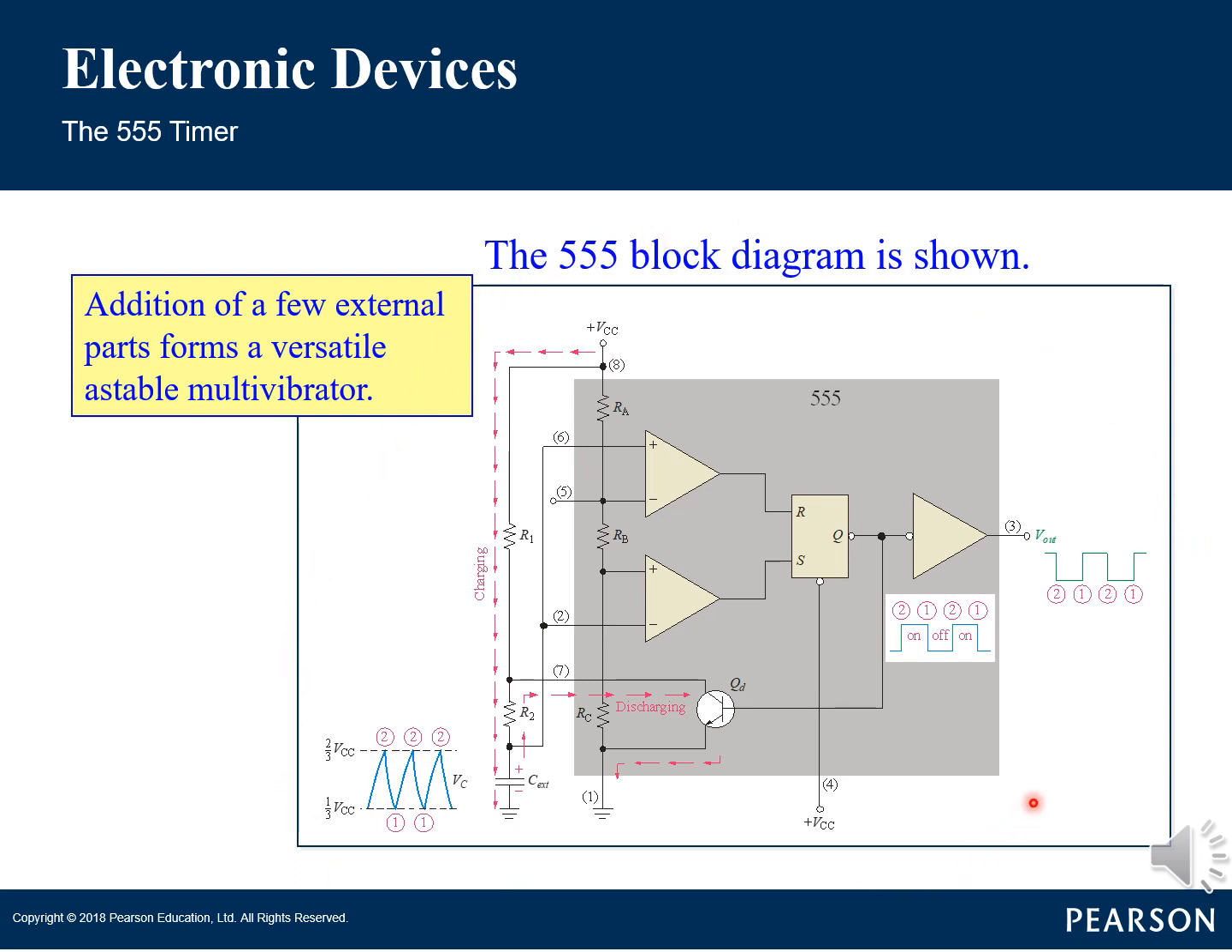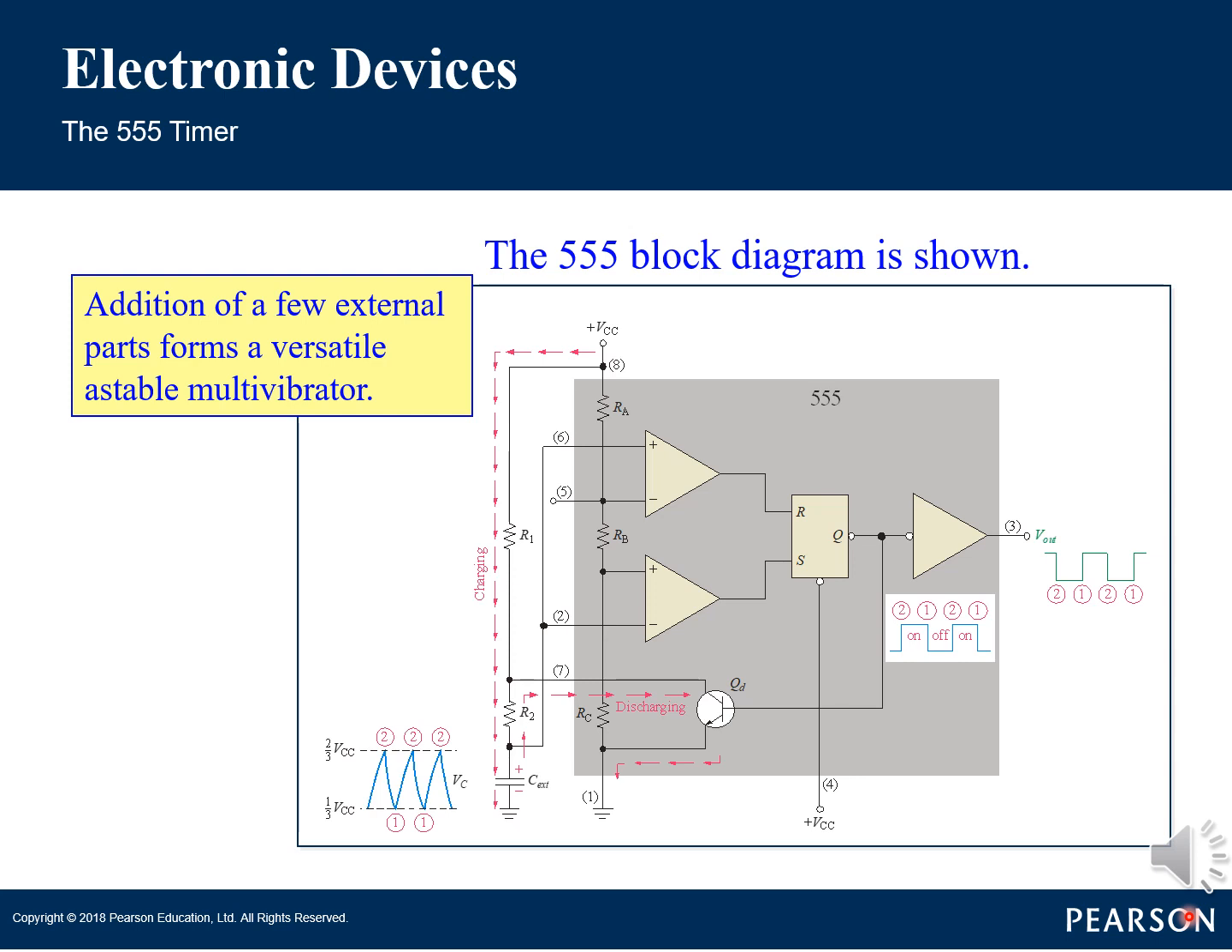Now, CX begins charging through R1 and R2 as indicated in the figure. When the capacitor voltage reaches 1/3 VCC, the lower comparator switches to its low output state, and when the capacitor voltage reaches 2/3 VCC, the upper comparator switches to its high output state. This resets the flip-flop, causes the base of QD to go high, and turns on the transistor. This sequence creates a discharge path for the capacitor through R2 and the transistor, as indicated.